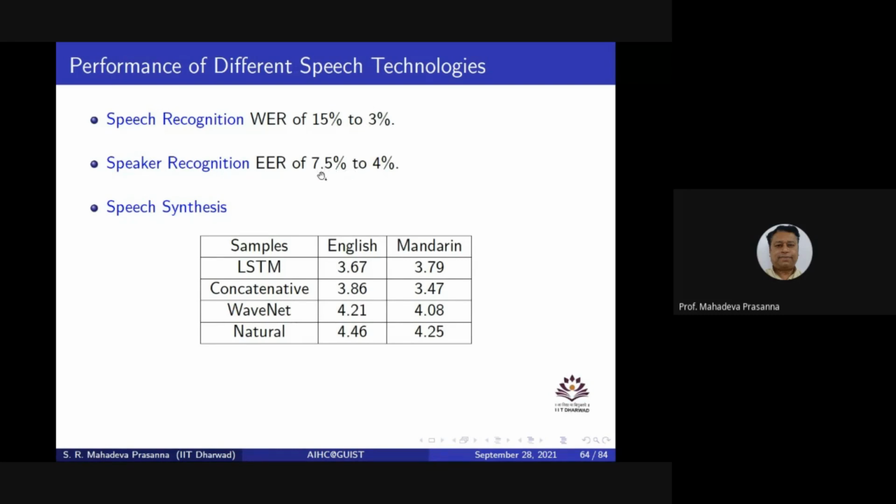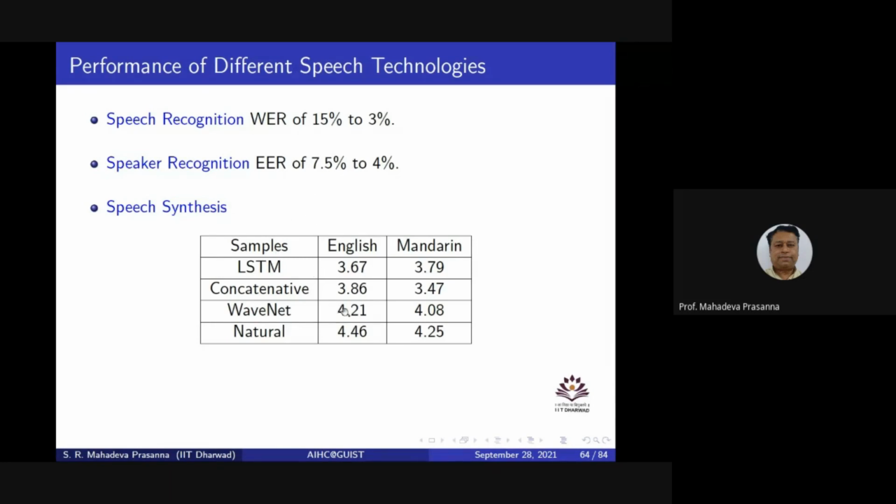Similarly, with speaker recognition also, earlier it was 7.5%. Now it is 4% for deep learning models. Of course, human level performance is slightly better than this. We are moving in that direction. It depends on the data set. On certain conditions, we are even able to achieve human level performance.